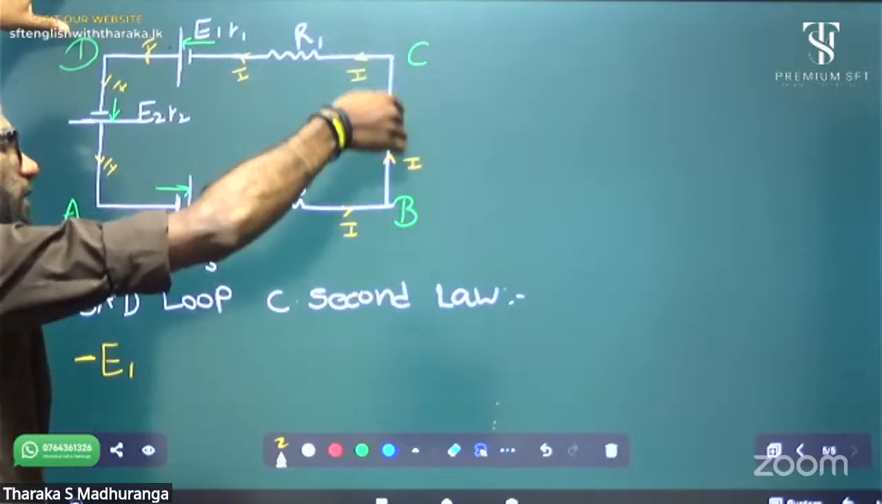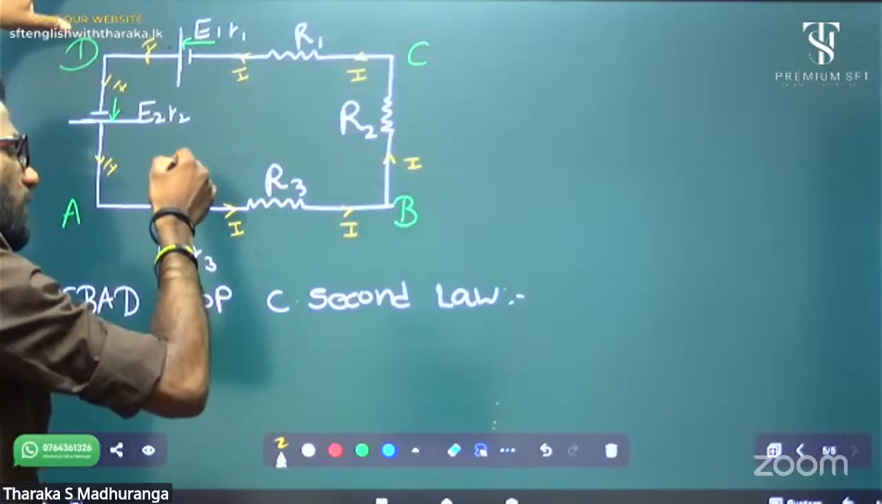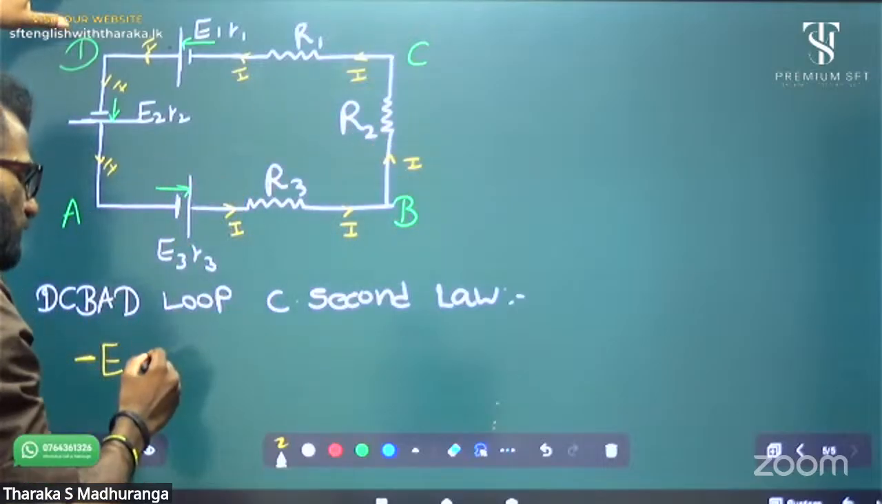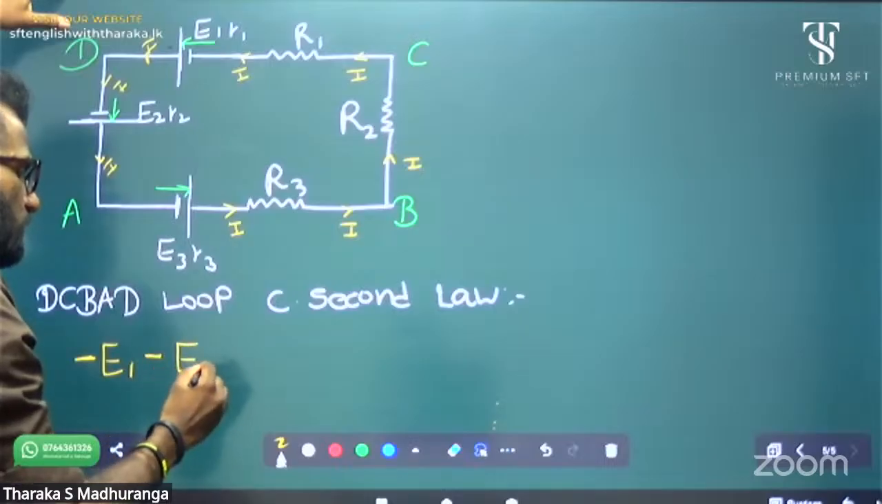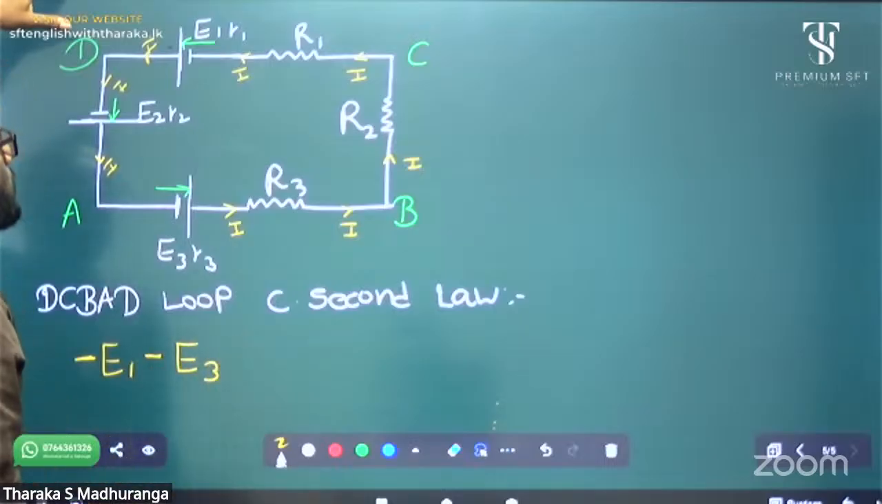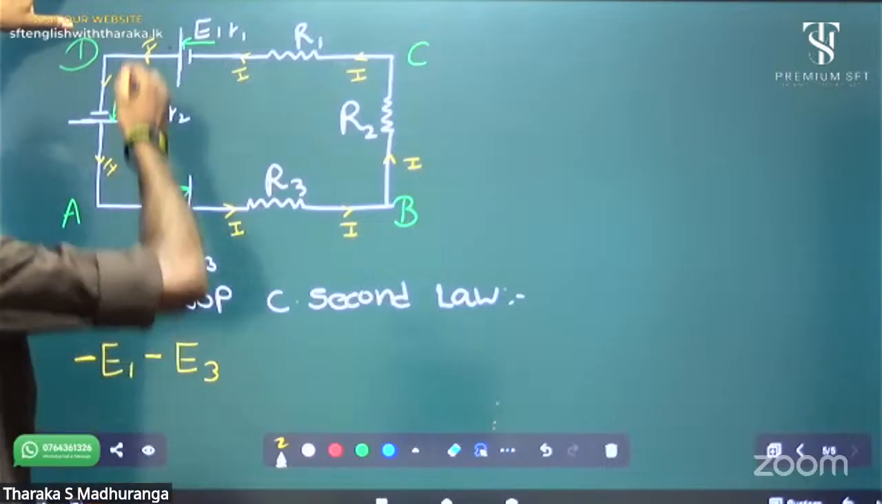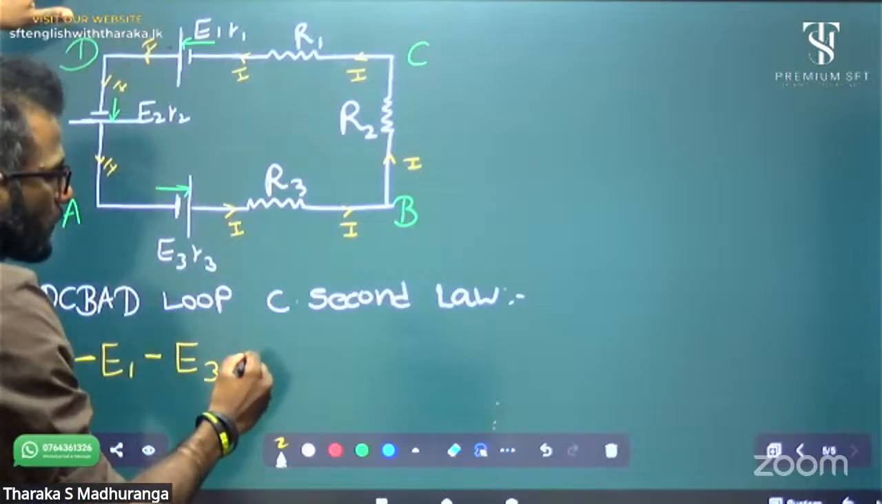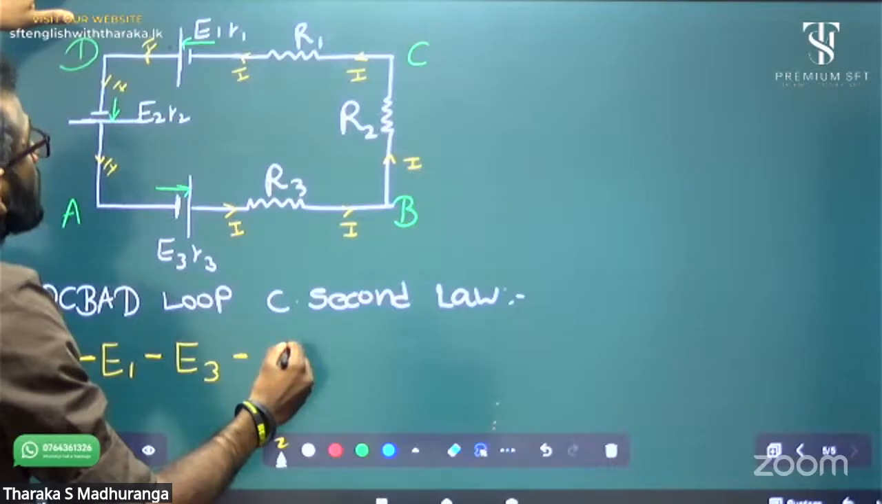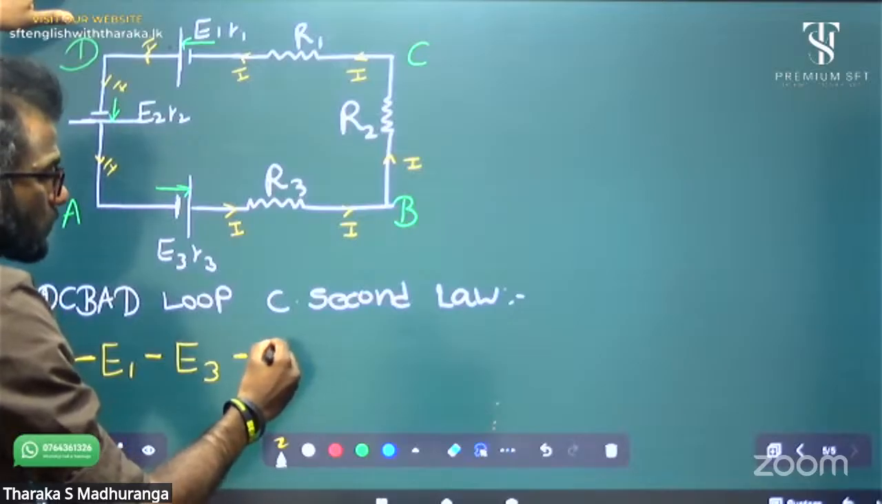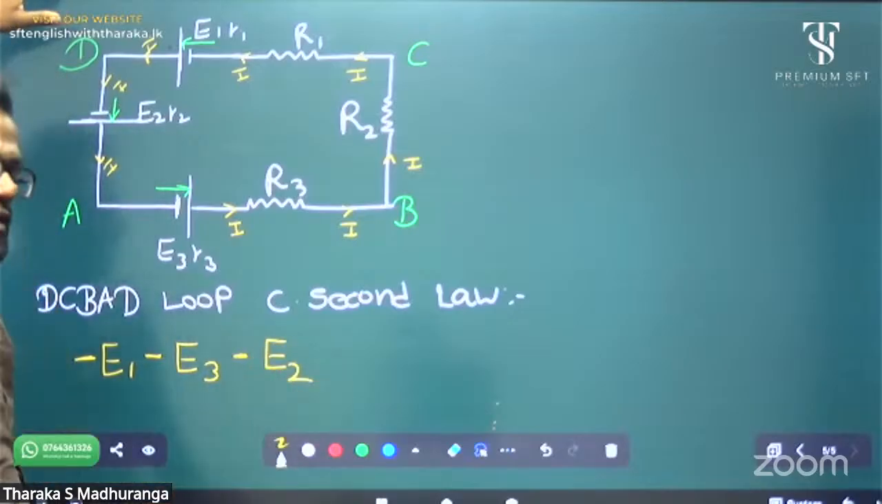C to B, no battery. B to A, there is a battery here. My direction and the E3 direction are opposite, so minus. Again, A to D, opposite, minus E2. All are minus, no problem. In calculations, you can understand.